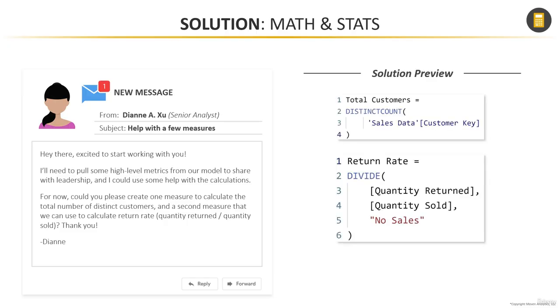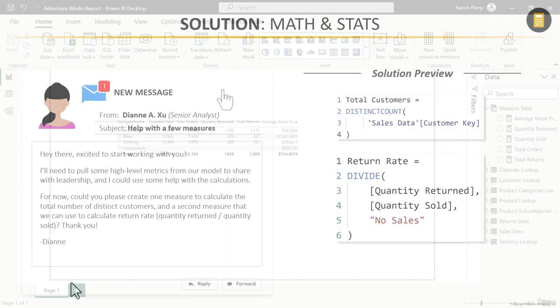Up top, we've got total customers where we're using distinct count. And then on the bottom, we have return rate where I'm using a divide function here. There are probably a couple of different ways that you could have solved the return rate measure, and we'll look at that using a function like divide or just an operator. All right, let's head over to Power BI and we'll check these out.